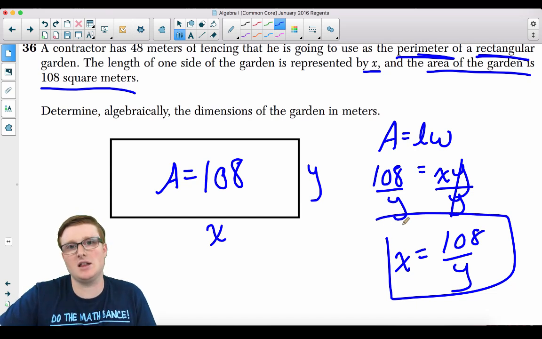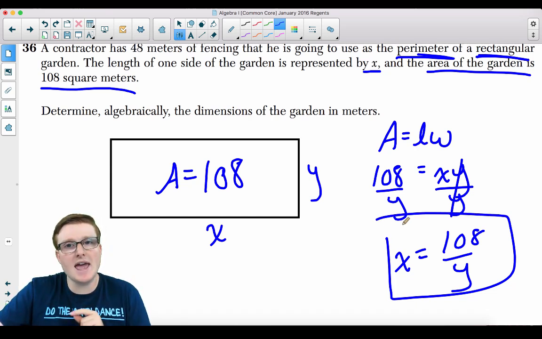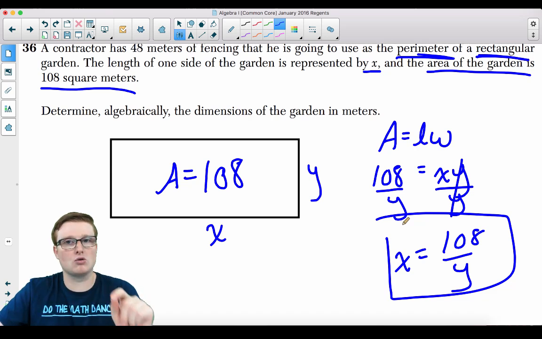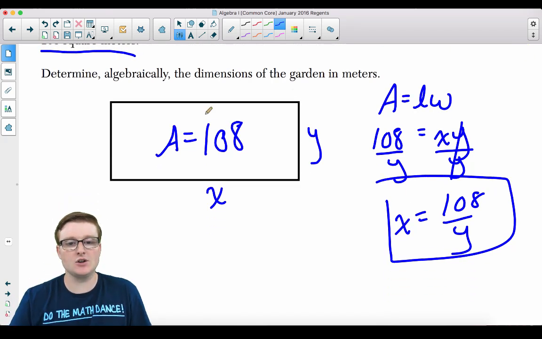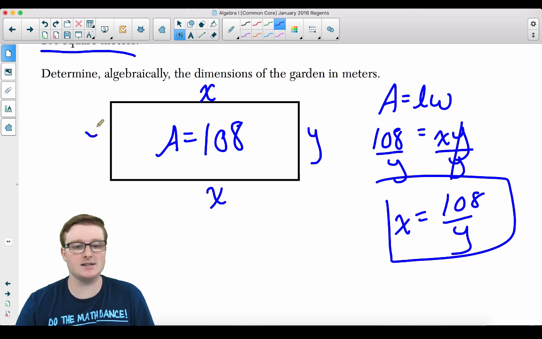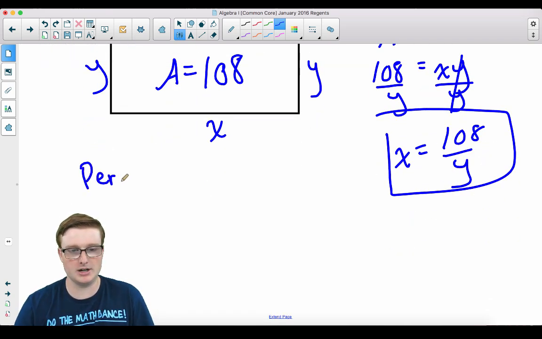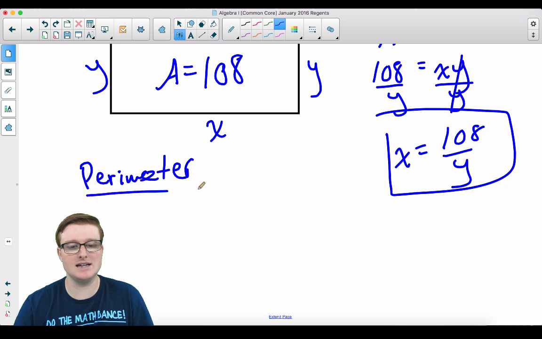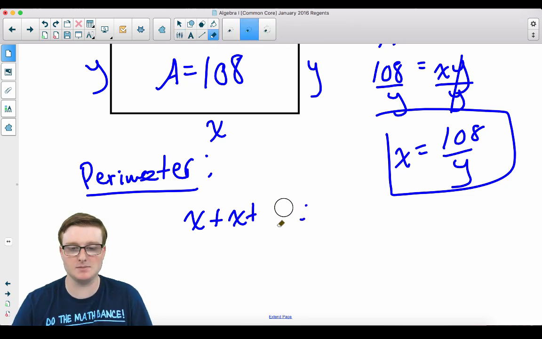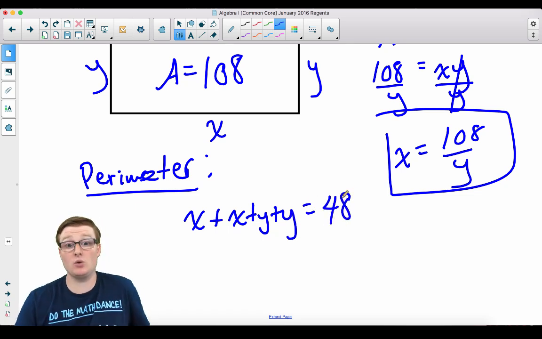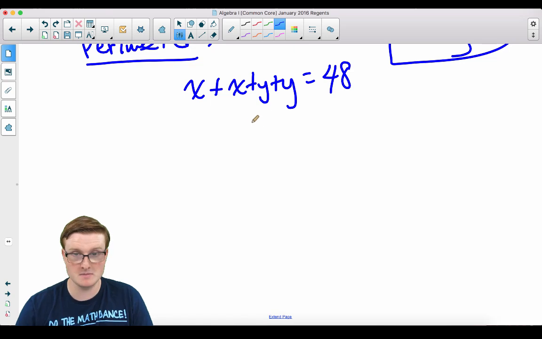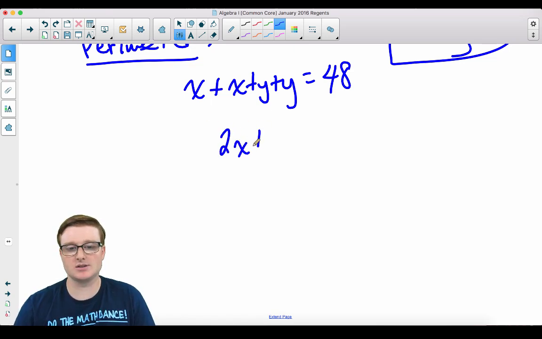Now, why in the world am I telling you this? You need to use the area formula to calculate perimeter. Let me show you how this works. First of all, in a rectangle, opposite sides are equal. So that's x, this is y. Perimeter is the addition of all of your sides. So this perimeter is x plus y plus x plus y, which is equal to 48, because there's 48 meters of fencing to use. Now, x plus x is 2x, y plus y is 2y, is equal to 48.